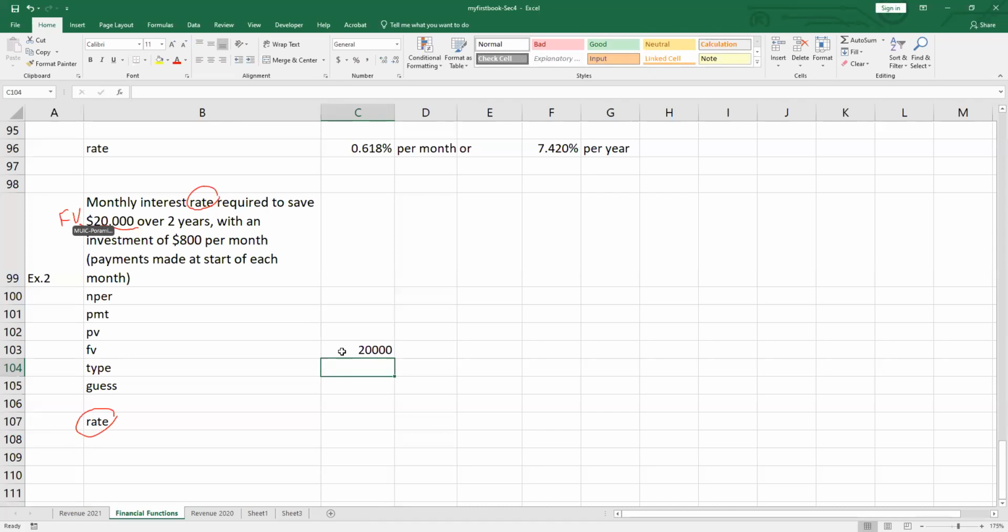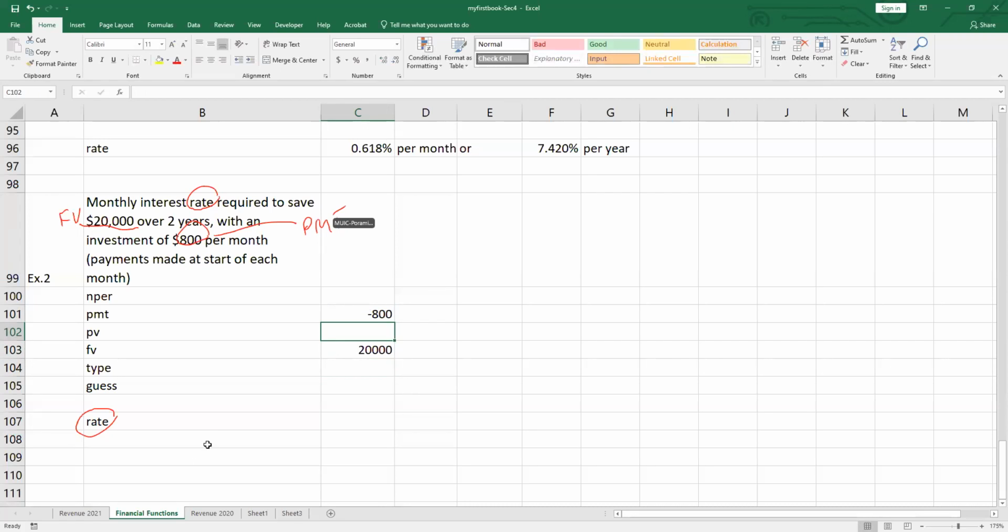Next, I have an investment of 800 per month. What argument is the 800 per month? We invest $800 per month, what is the argument? PMT. That's correct. You pay out, right? That must be negative 800. That is PMT.